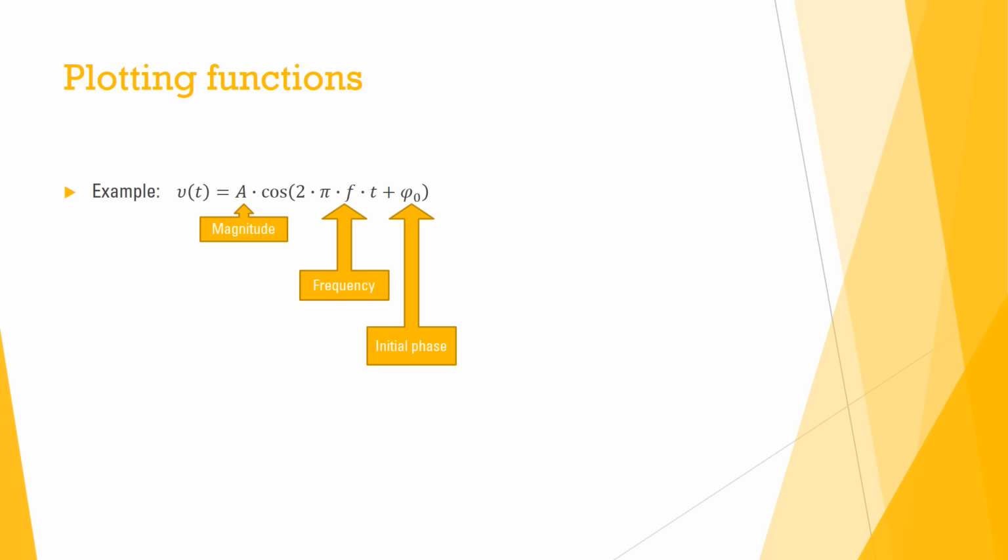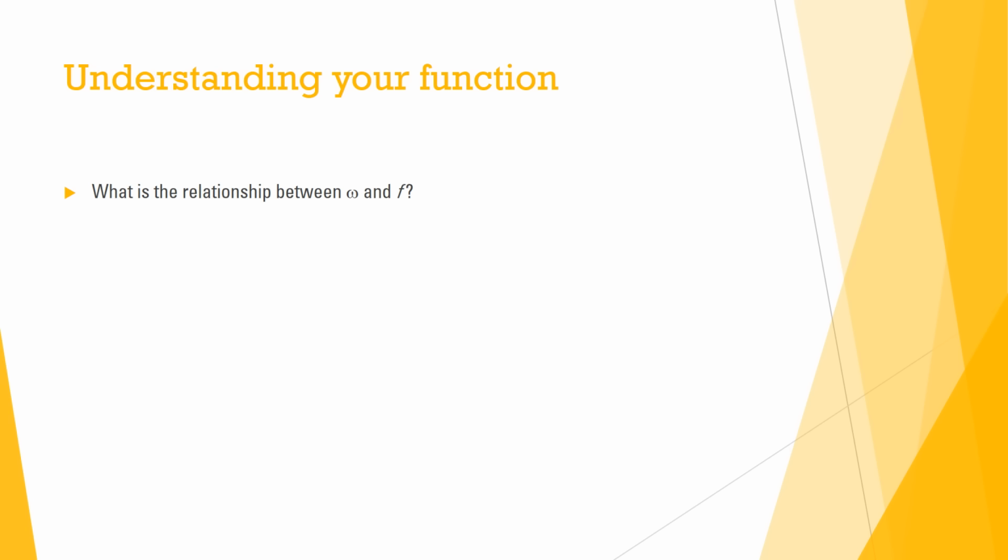There is a second format for writing the same function, which uses omega as a parameter. The frequency, or F, is measured in hertz or cycles per second, while omega is measured in radians per second. The distinction between F and omega will become clear as we talk later about the nature of this function. So let's first discuss this relationship.